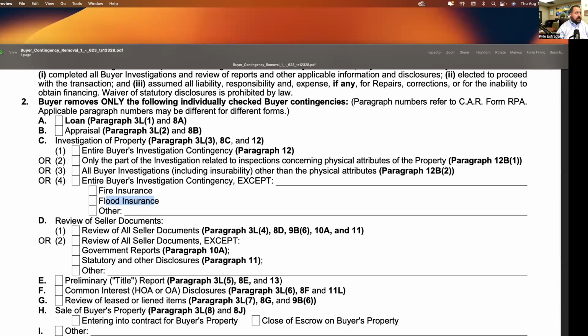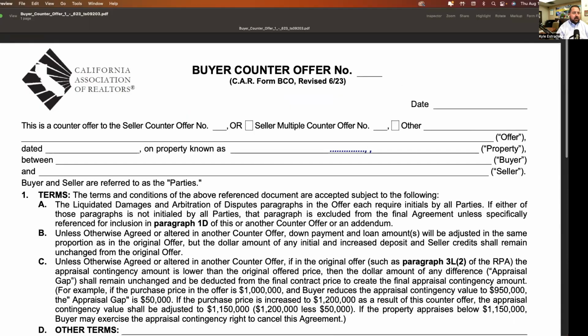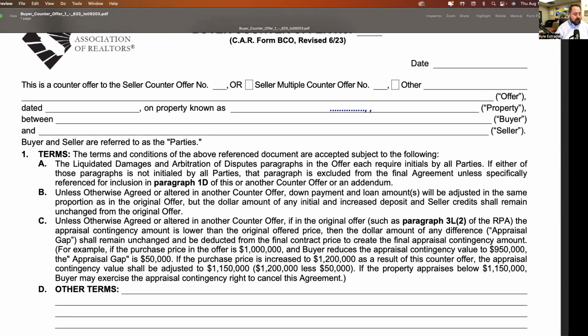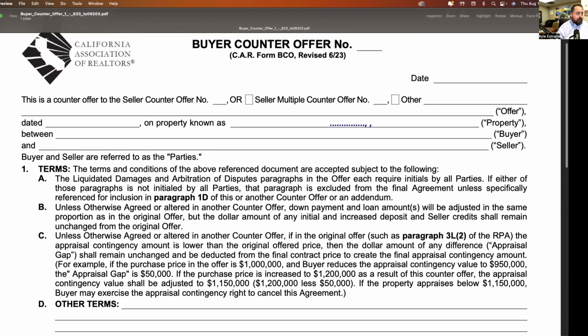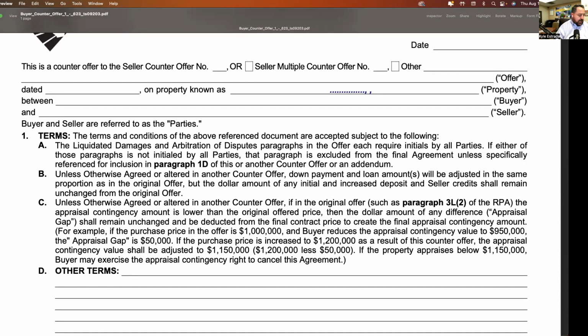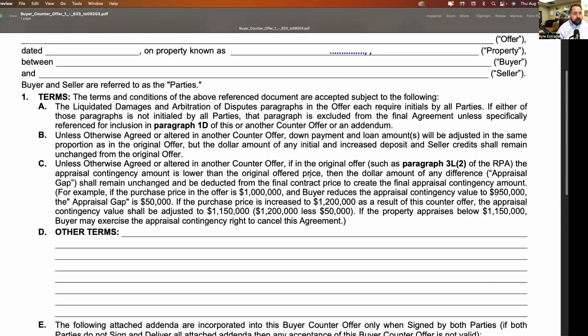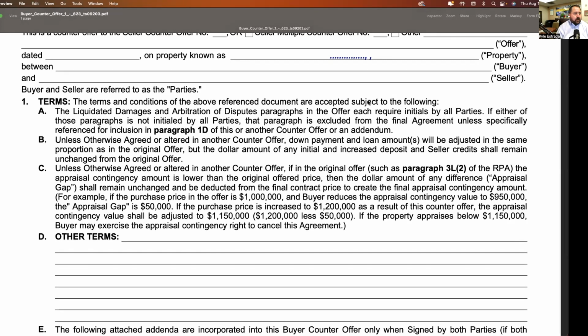All right. Next up, we're going to go to the buyer counter offer. In the buyer counter offer, and in the seller counter offer also, they've added language in 1C about the appraisal gap. So unless otherwise agreed or altered in another counteroffer, if the original offer's appraisal contingency amount is lower than the original offered price, then the dollar amount of any difference, the appraisal gap, shall remain unchanged and be deducted from the final contract price to create the final appraisal contingency amount.